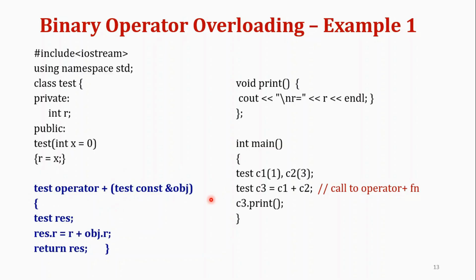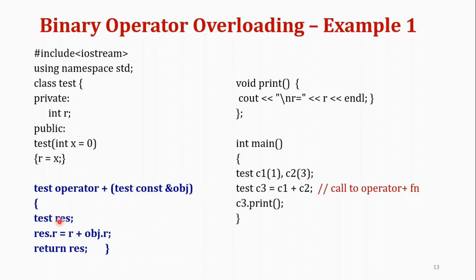Inside this, I'm having one constant object of the test class, and I'm using the address of the object. The same thing is used in the copy constructor. Inside the constructor, we have an object of the same class. So here also, an object of the same class, the test class, which is a constant, whose address is taken as the parameter.